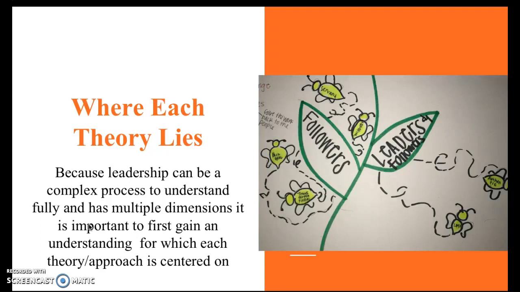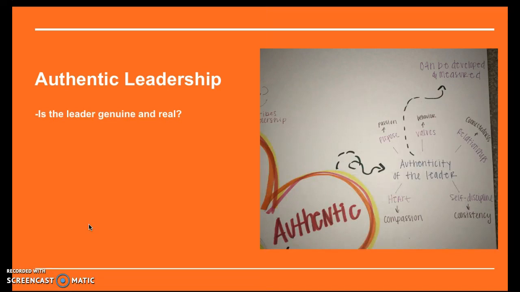Because leadership can be a complex process to understand fully, and it also has multiple dimensions, I think it is important for us to first gain an understanding of what each theory or approach is centered on. As we can see, servant, adaptive, path-goal, and transformational are all centered on the followers, while authentic and the leader-member exchange theory are both centered on the leaders and the followers.